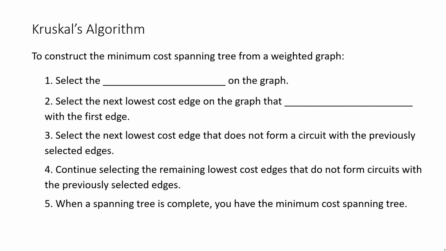Is it the minimum spanning tree? Or do we need to continue to find all remaining spanning trees to determine if one may have a total weight less than 57? That's one option. Another is Kruskal's algorithm. We can directly construct the minimum cost spanning tree from a weighted graph.